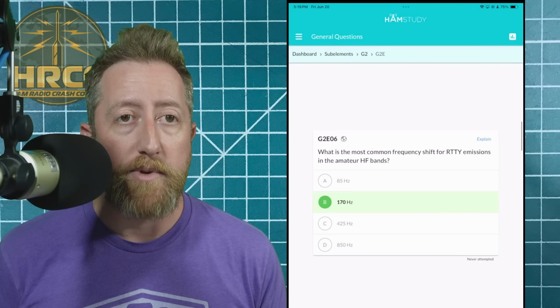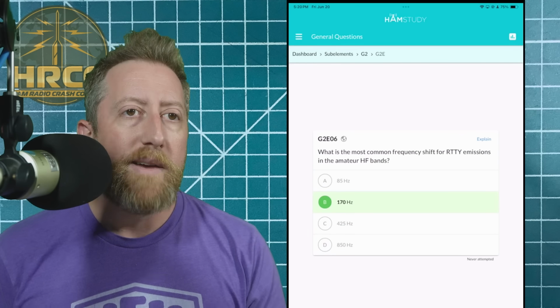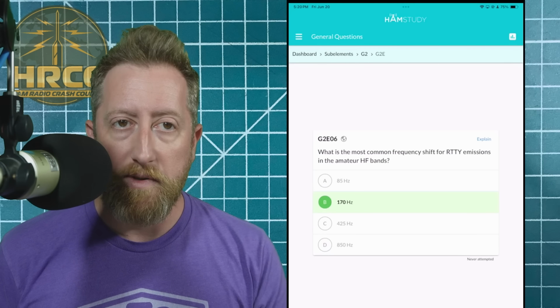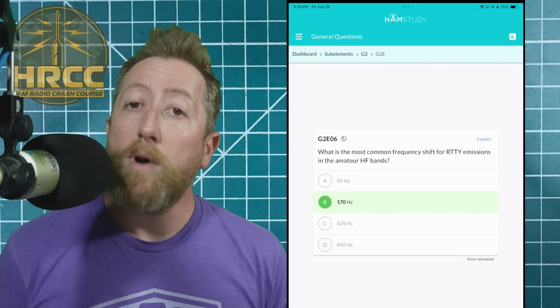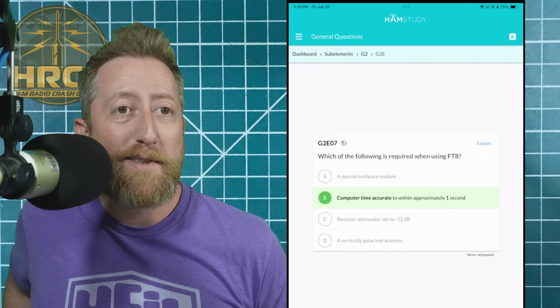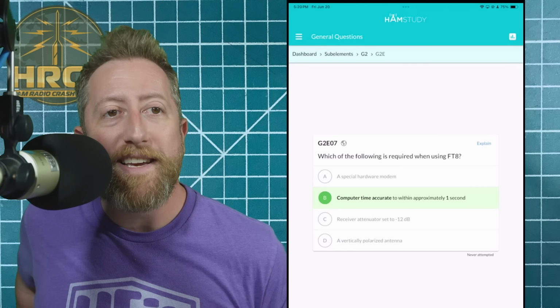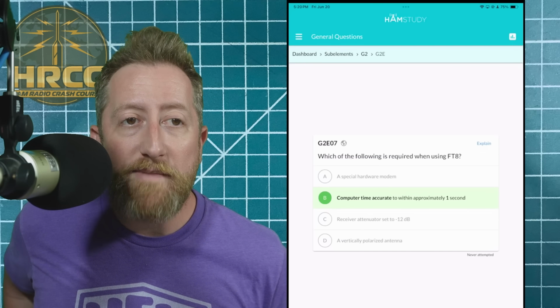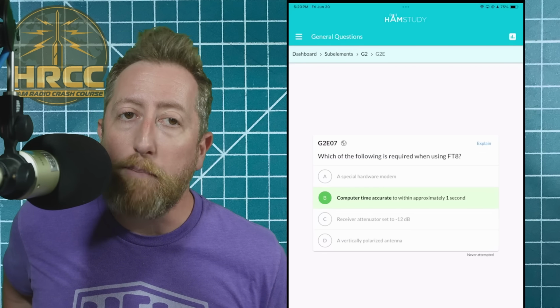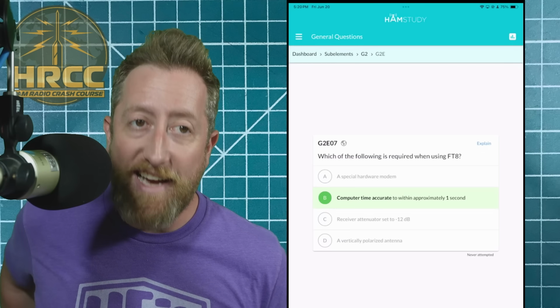Most of those will be upper sideband, digital modes, that is. Number 6, what is the most common frequency shift for RTTY emissions in the amateur HF bands? 170 hertz. Number 7, which of the following is required when using FT8? B, computer time accurate to within approximately 1 second.